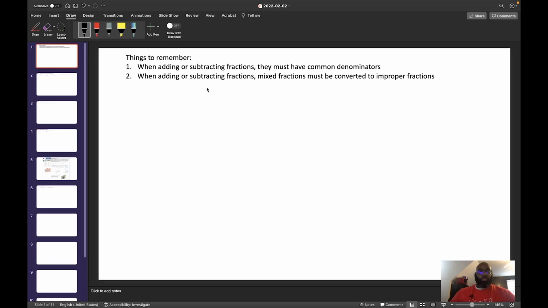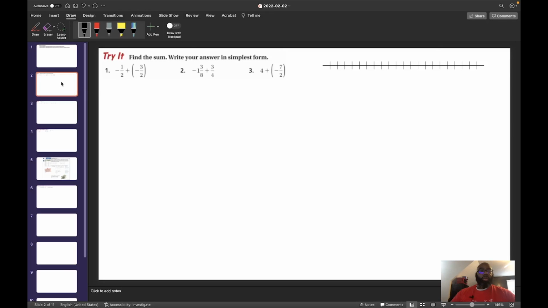Let's look at this. So I just wrote a couple notes here, things to remember when adding or subtracting fractions. They must have common denominators. We talked about that. And when you're adding and subtracting fractions, your mixed fractions must be converted to improper fractions. So what I'm going to try to do here is go through these screenshots. I think we did a couple of these already, but I just wanted to make this little video for you to go through the rest of them.